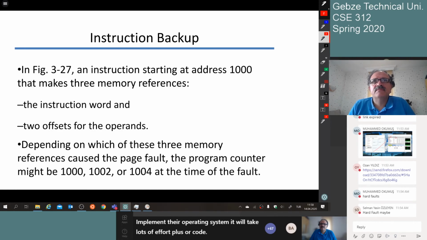Okay, good. So people are talking about those page faults. Okay, hard faults, that's good. Yeah, okay.